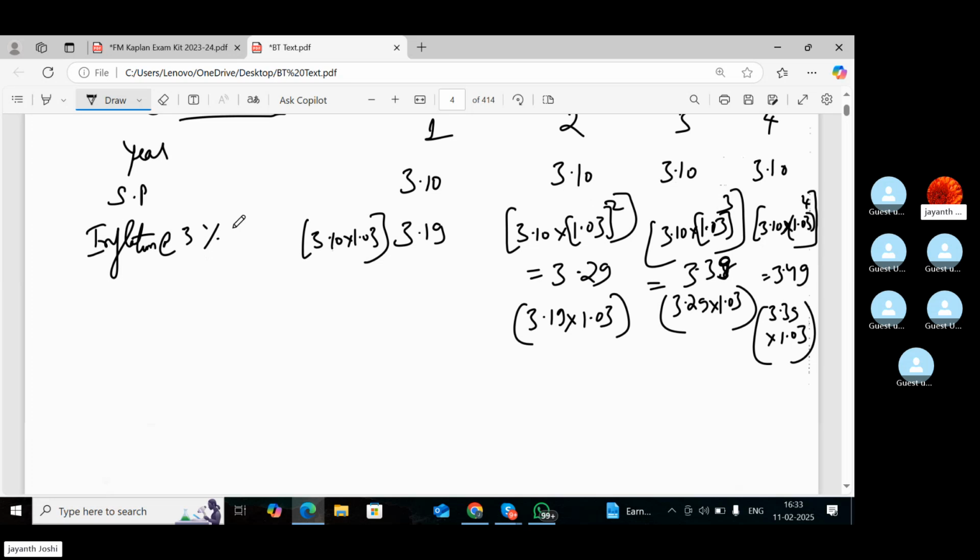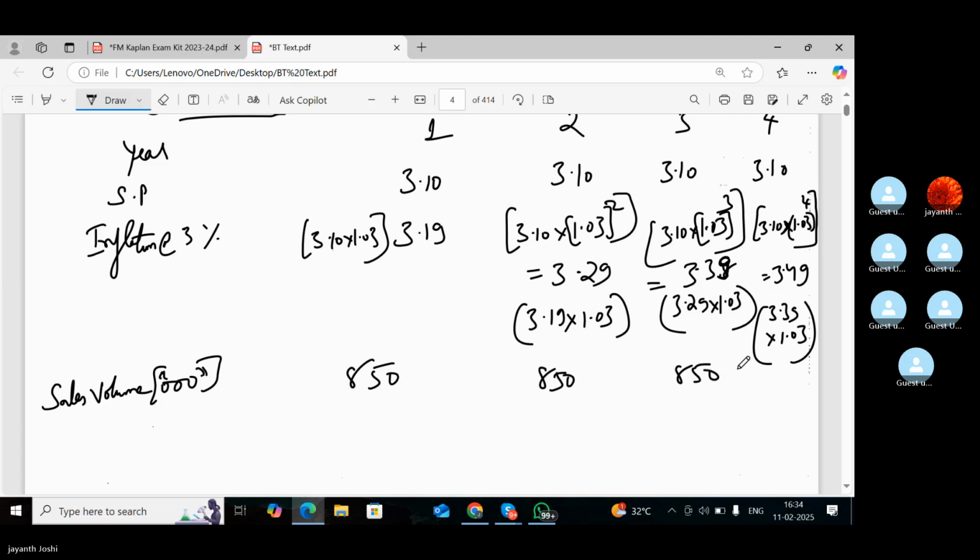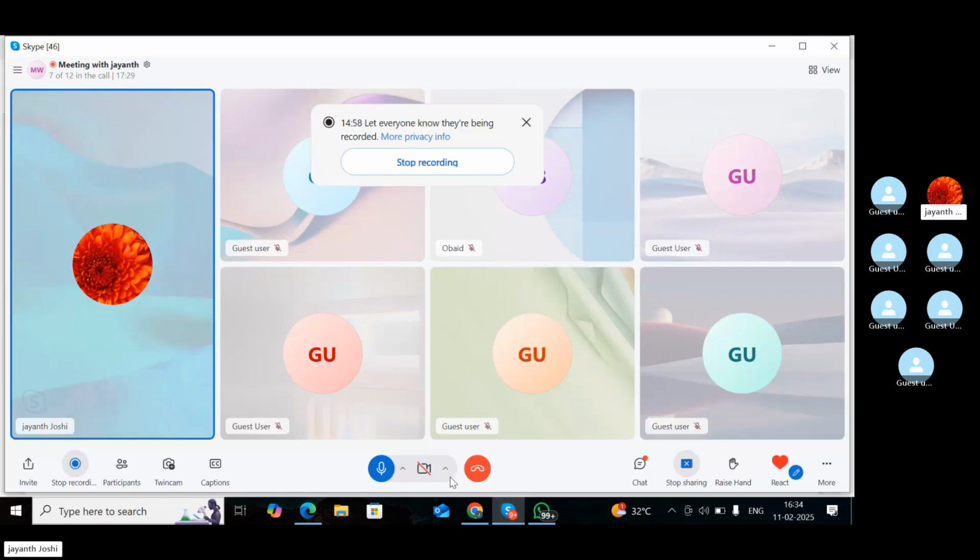Now we will take the sales volume. We will take the number of units. See, 3 zeros are omitted. You should understand this to make the calculation simple. Okay, I am omitting 3 zeros. I'm writing this in brackets. 850. Everyone is following, hope so.